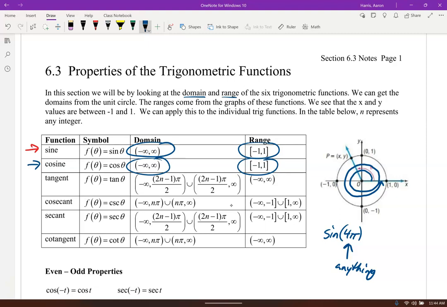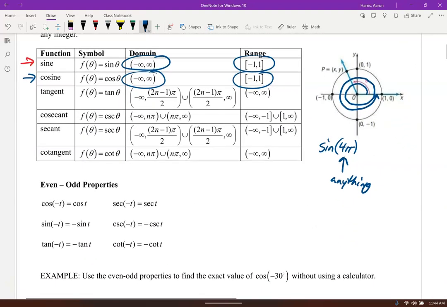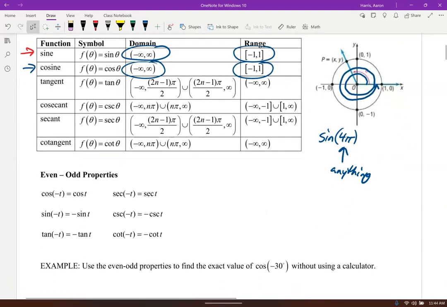I'm going to get into a lot more of the tangent, cosecant, secant, and cotangent when we get into the graphs of those. But I just want you to be aware, with a table for now.